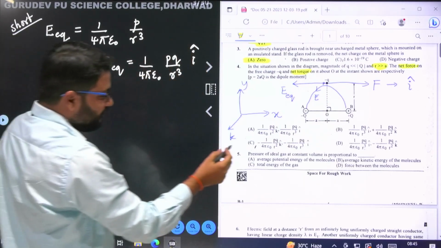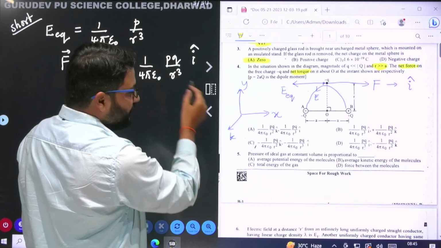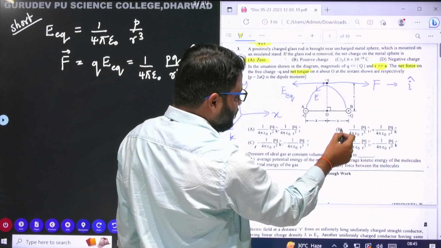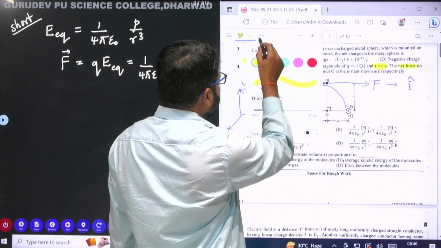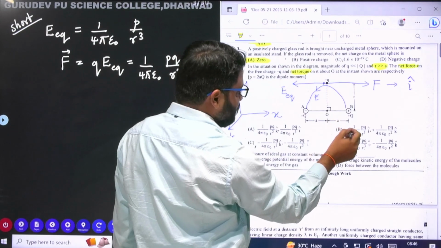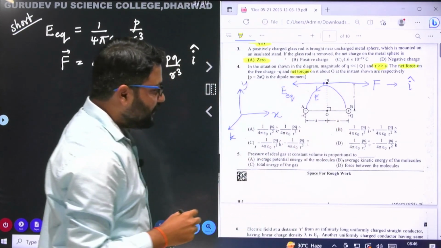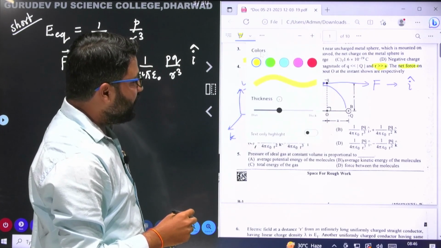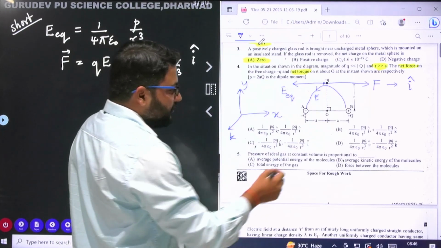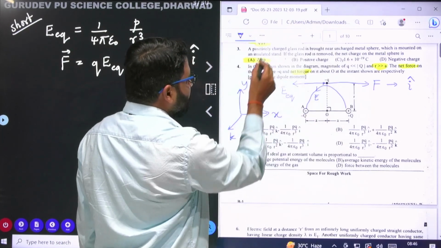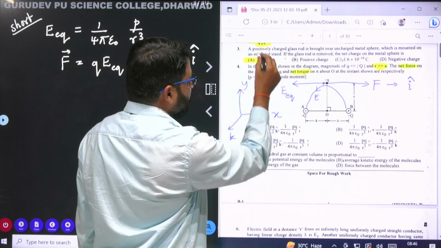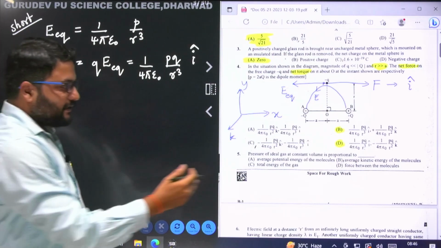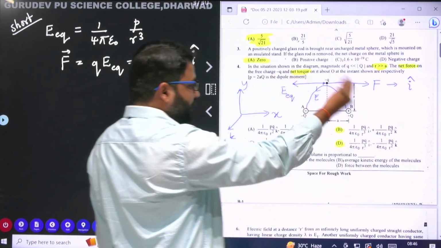So let's find out F, which one is that? I would go with i cap here. So either I would have to choose the B option, or else the D option. Either B or D, I have to select. But still they are asking what would be the torque, so I would like to move to torque.